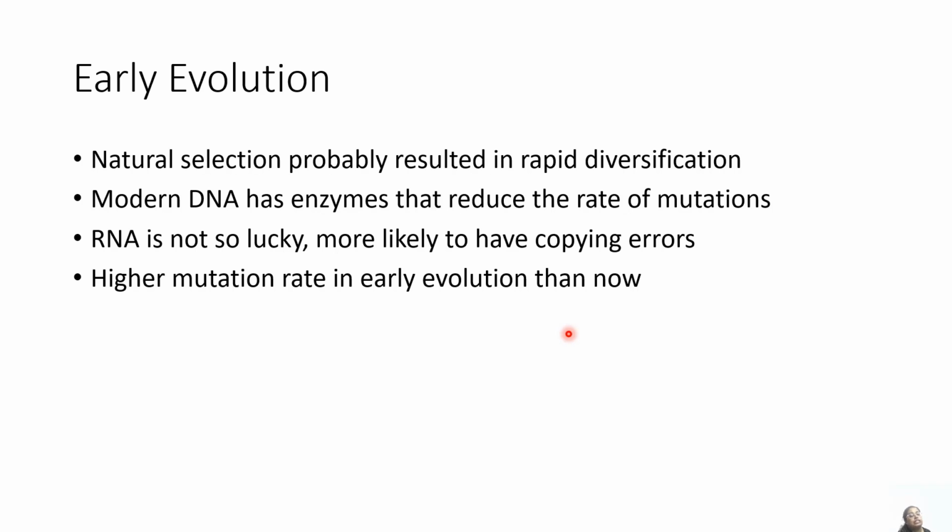Natural selection probably resulted in rapid diversification. Modern DNA has enzymes that reduce the rate of mutations. RNA is not so lucky, and is more likely to have copying errors. So there was a higher mutation rate in early evolution than now.